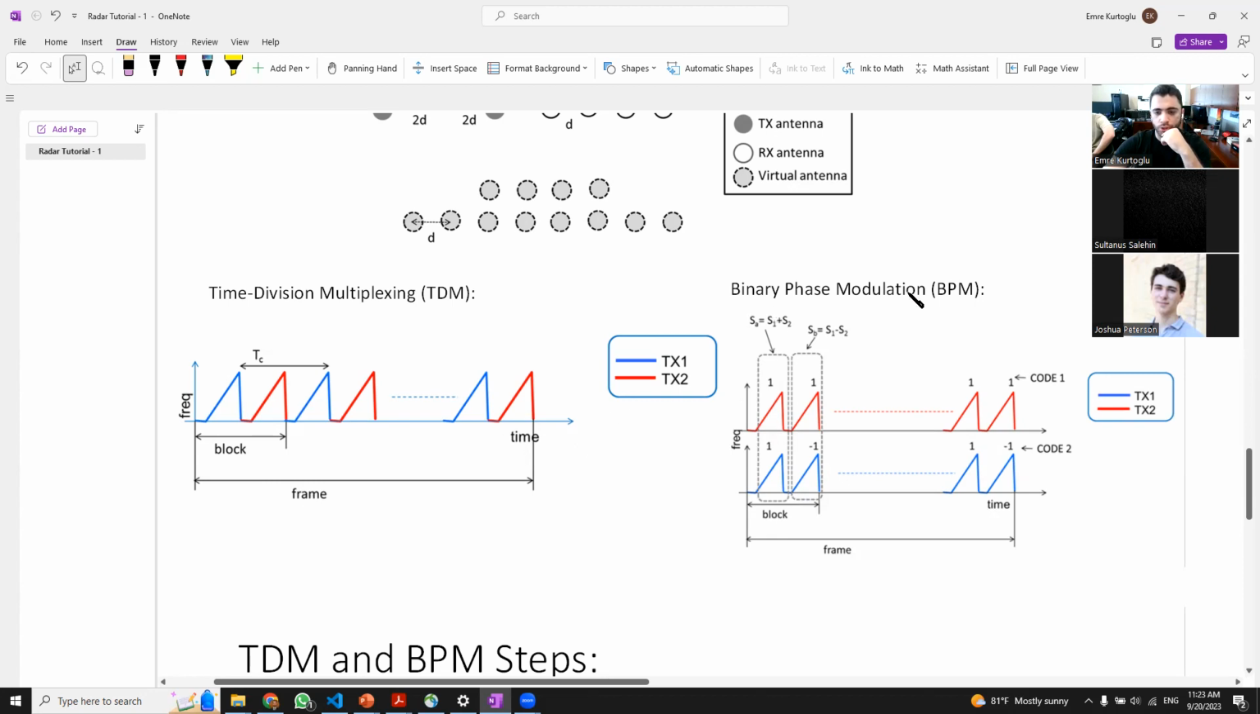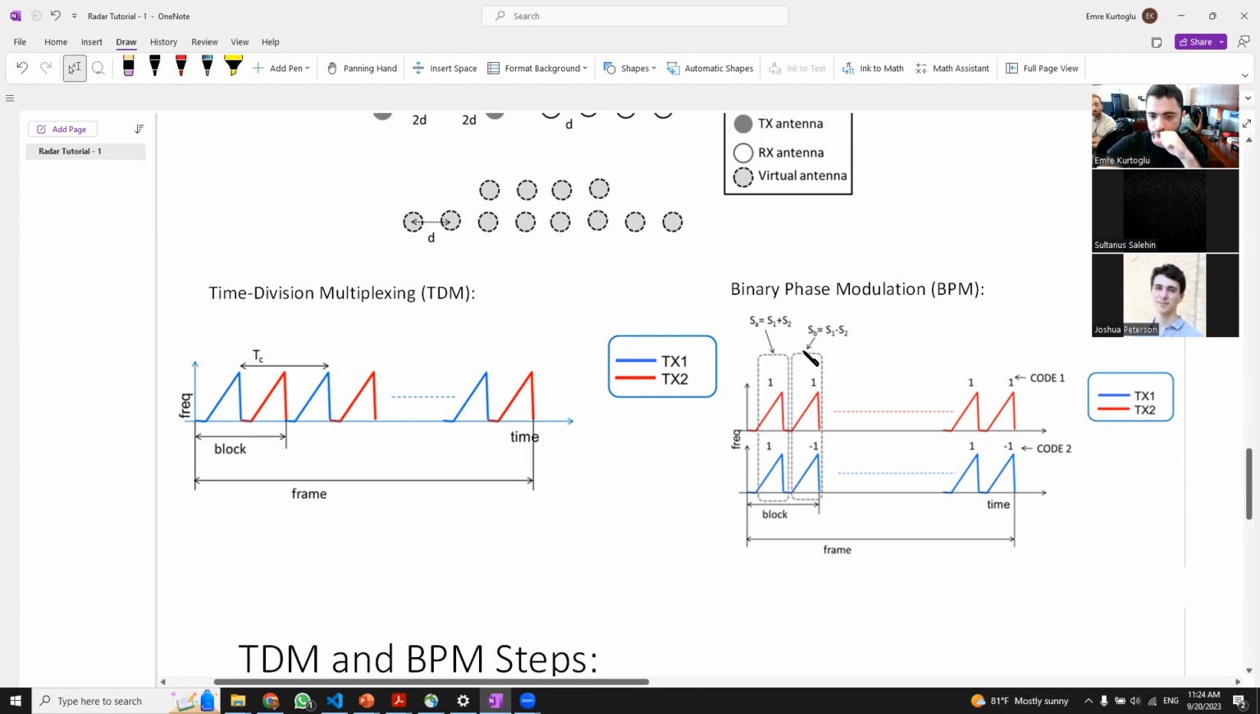So in the binary phase modulation, in each chirp, we are using both of the transmitters. But there is a 180-degree phase difference between the 2 chirps. So how are we going to do it? If you look at the dashed line here, this dashed line is the first chirp. It uses both transmitter 2 and transmitter 1, and it has the coefficient of 1 because we don't have any phase information here. So this is the first chirp, okay?